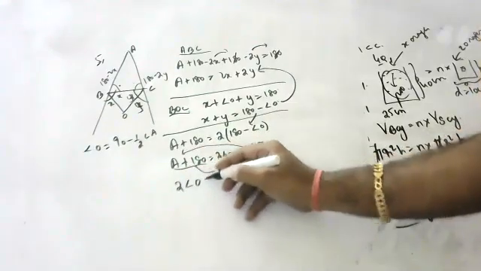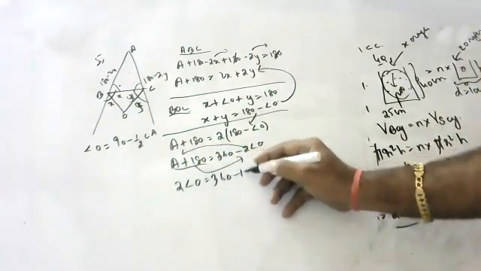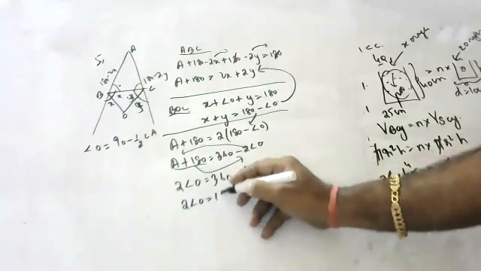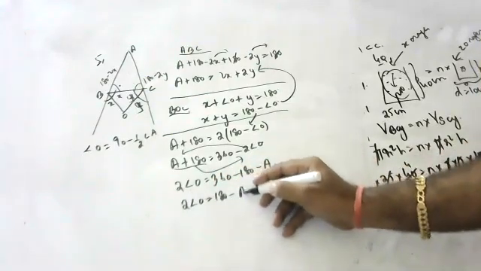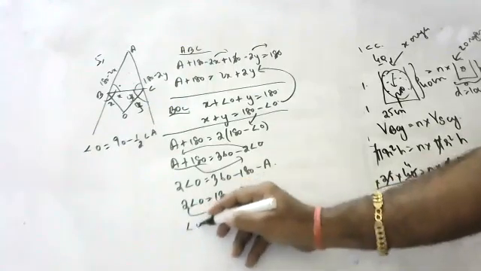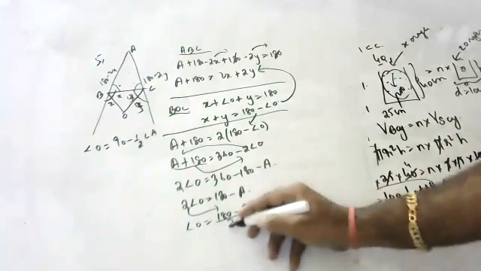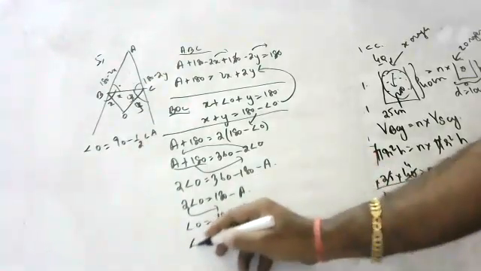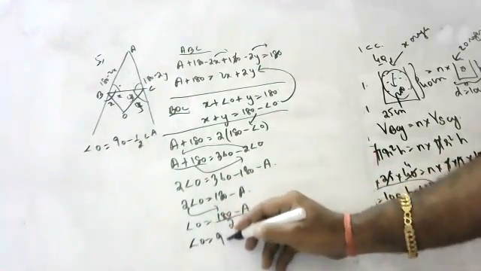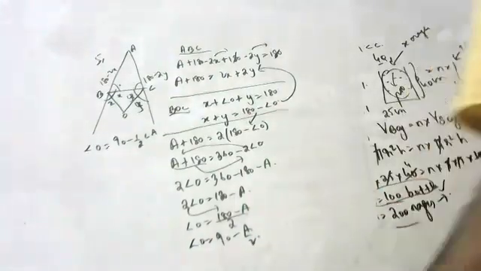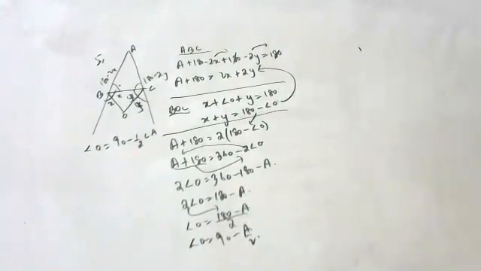2 times angle O is equal to 360 minus 180 minus angle A. Okay. 2 times angle O equals 180 minus angle A. Angle O equals 90 minus A by 2. Very good. Next question.